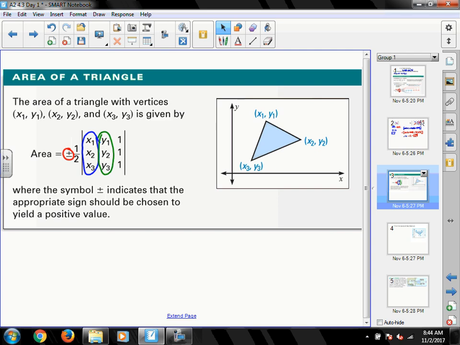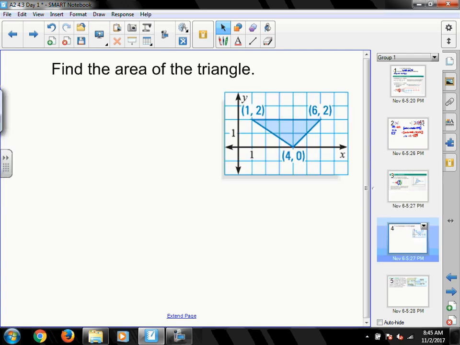So this is kind of a really cool application. That way you don't have to find all those side lengths and the base and the height and all of that. This is just a little different way to do it. So find the area of a triangle. So I've got points at (1, 2), (6, 2), (4, 0).